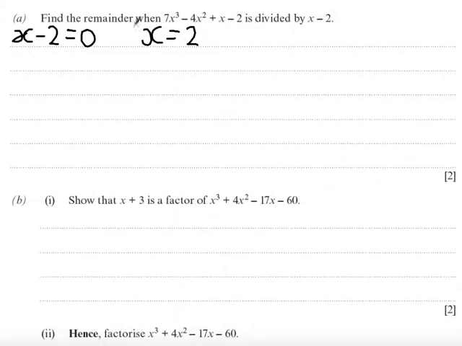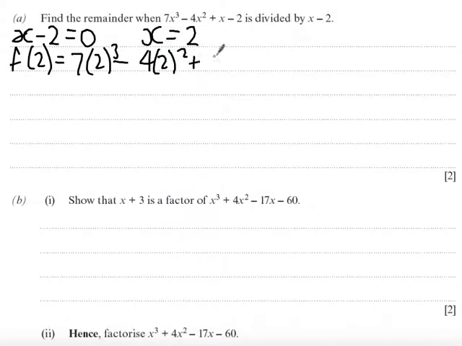So if I say that this cubic is f of x, if I do f of 2, it should tell me the remainder. So I get 7 lots of 2 cubed minus 4 lots of 2 squared plus 2 minus 2. If we then work that through, we can just use a calculator. You should get an answer of 40.